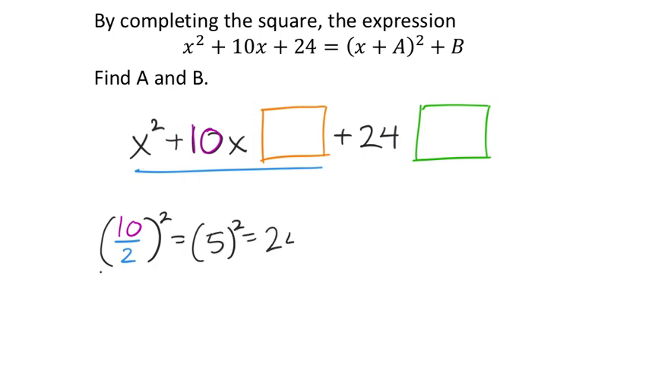5 squared is 25. So if I were to take that x squared plus 10x, and let's say I added 25 to it, then these 3 terms are now a perfect square trinomial. But I can't just add 25. It's not an equation. So really what I'm going to do is add 0, but I've already added 25. So how do I make that 0? Minus 25.